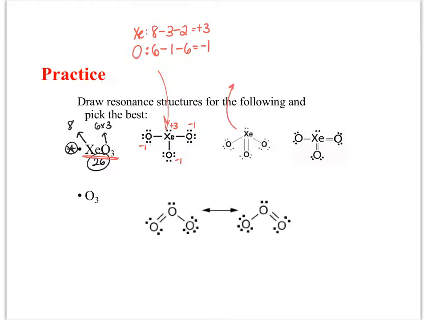Now looking at this second example, for xenon, 8 minus, well, how many bonds have I drawn? 1, 2, 3, 4, minus how many dots? 2. So that's a +2 formal charge. These 2 outer oxygens would have identical formal charges because they're bonded the same way. 6 minus 1 minus 6 is -1. So we have a +2 here with a -1 here and -1 here. And then the center oxygen, 6 minus 2 minus 4, would be 0. So again, if I add up all these formal charges, I do get 0. It still works out.